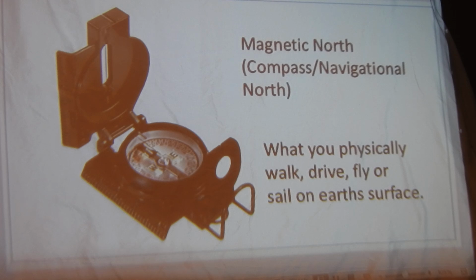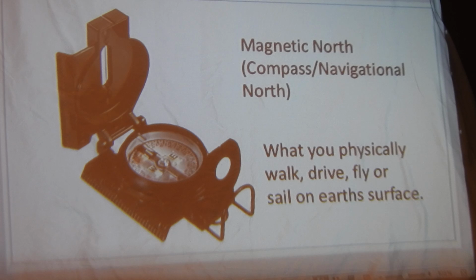Magnetic North, the last North, is navigational or compass North. This is actually what you physically walk, drive, fly, or sail on Earth's surface. So this is the difference in the Norths. Again, this is magnetic North, or what you're actually navigating when you physically navigate on the surface of the Earth. So these are the three Norths.